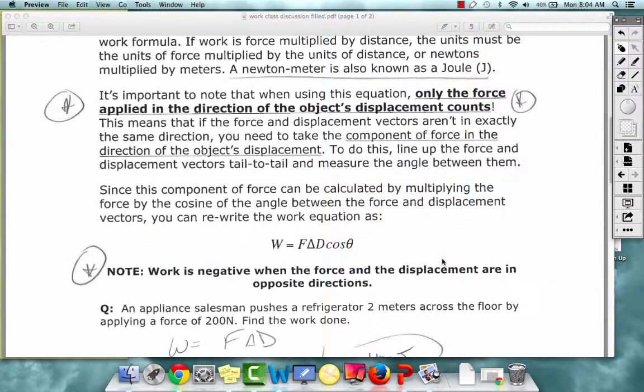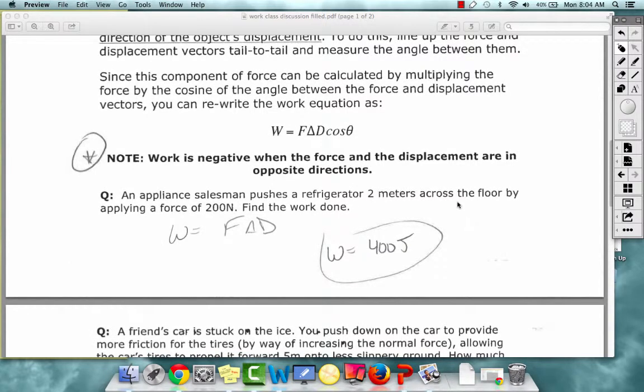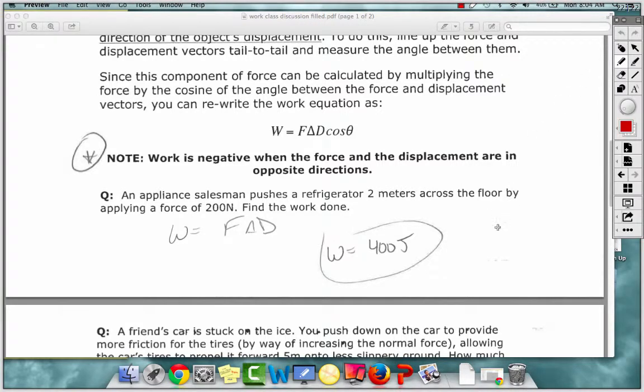So let's take a look at it. It says an appliance salesman pushes a refrigerator 2 meters across the floor by applying a force of 200 newtons. Find the work done. If you want, feel free to draw a picture, but here's this refrigerator. A force is being applied to it by the salesman, and it moves in the same direction as the force. Notice these two are parallel with each other, so theta equals 0 degrees in this equation, work equals force times distance times the cosine of theta. So cosine of 0 is 1, so we basically can ignore this term.